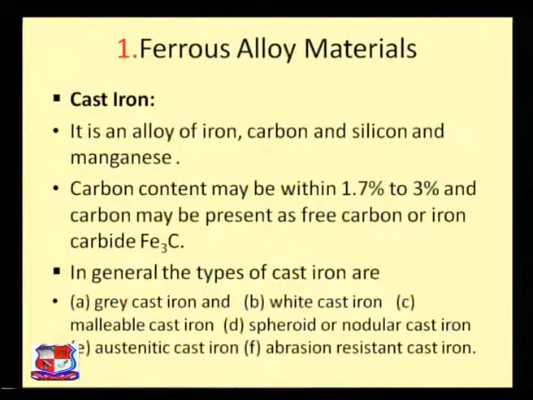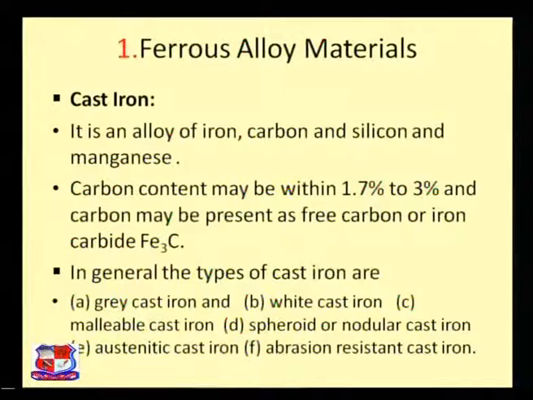Now ferrous alloy materials. Cast iron is an alloy of iron, carbon, silicon and manganese. Now we are going to understand what cast iron is. It is an alloy of iron, carbon and silicon. Carbon content may be within 1.7% to 3%, and carbon may be present as free carbon or iron carbide. So if carbon is present in the form of pure carbon or in the form of iron carbide, that is Fe3C, and the main constituent is iron. So in cast iron there is a proper mixture of iron and carbon.